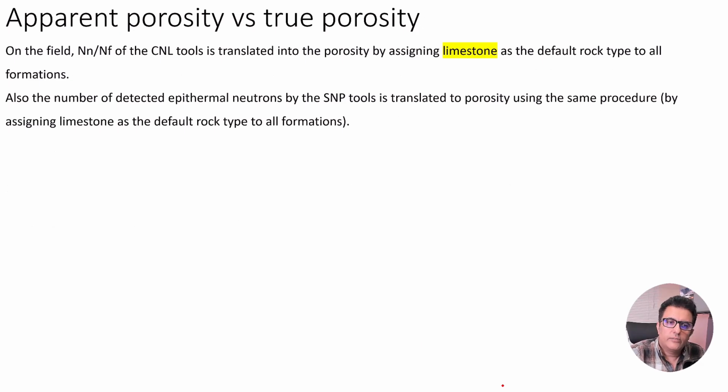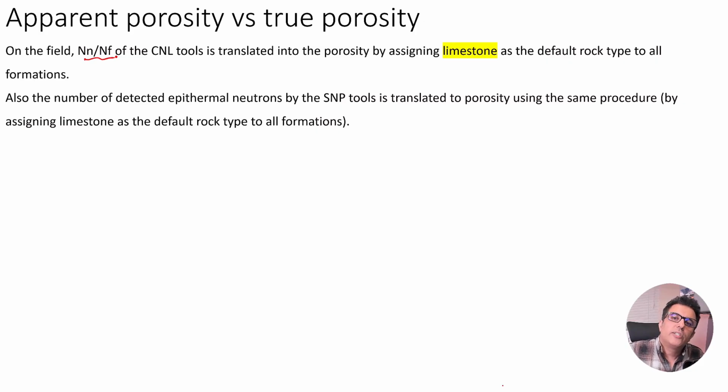When we are in the field, we have to translate or convert the values of the Nn over Nf ratio to porosity. And in the software, definitely we have to input some lithology. Usually the default lithology is limestone because limestone has properties between dolomite and sandstone. And this is how it works. So instead of having Nn over Nf ratios as outputs of our logging tool, we convert them to values of the porosity by assuming the lithology is limestone.